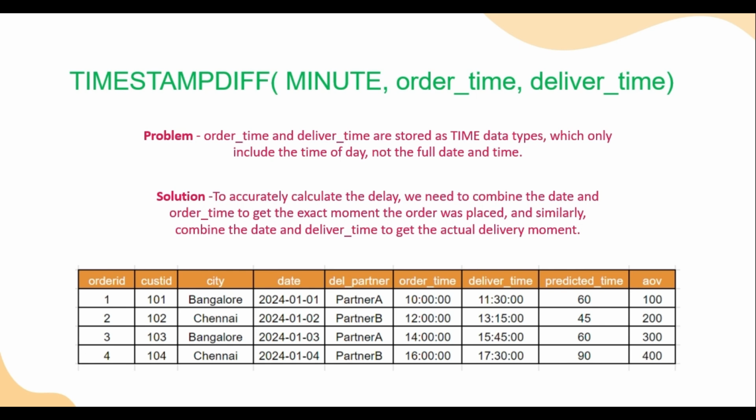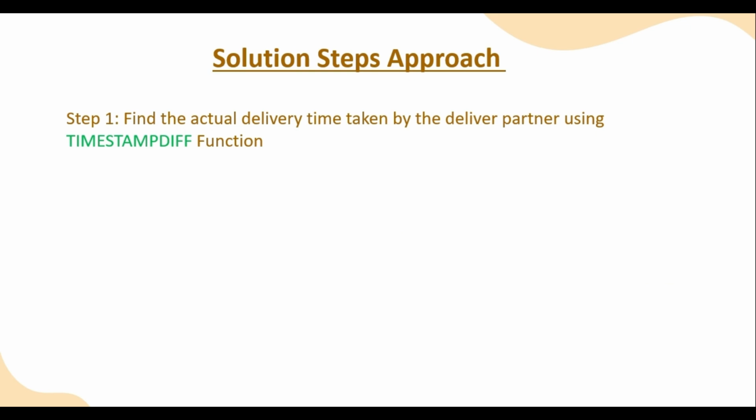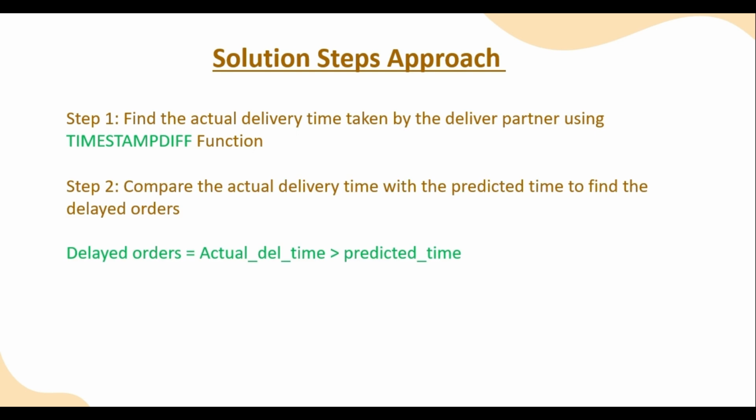Let's now move on to the solution steps that we are going to follow in order to write a SQL query. The first step is to find the actual delivery time taken by the delivery partner using the TIMESTAMPDIFF function, as we already discussed. Our second step is to compare the actual delivery time with the predicted delivery time to find the delayed orders. An order will be a delayed order if the actual delivery time, which we find from step 1 using the TIMESTAMPDIFF function, comes out to be greater than the predicted delivery time.